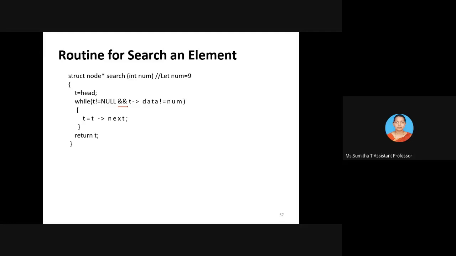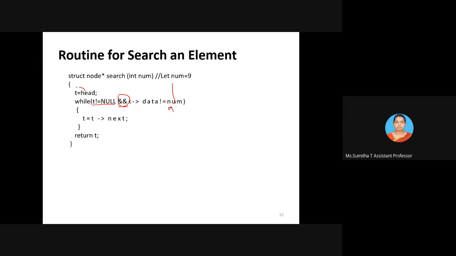Once we are going with more than one condition, we have to go with this particular symbol. I have to check more than one condition. That means t not equal to null. What is t now? Head, ma'am. So we check head not equal to null, and t of data not equal to num. What is the num value here? 9. So I have to check two conditions.